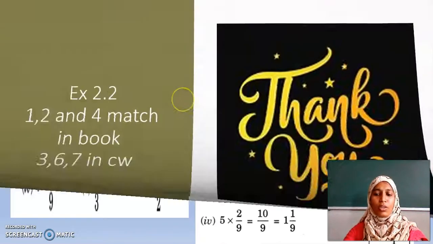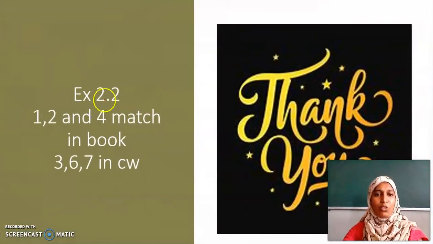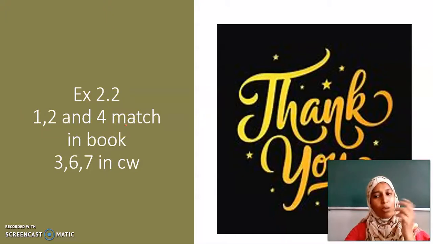The homework for you is exercise 2.2, 1, 2 and 4th question. All these 3 questions will have diagrams in them. So you can do all these questions in your book itself. These are all like 1 mark questions. No need to work them out in your classwork note.